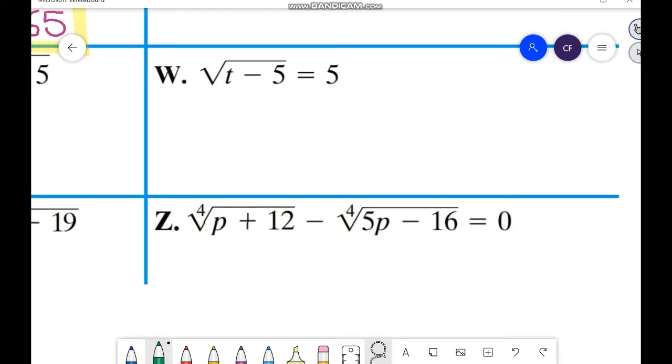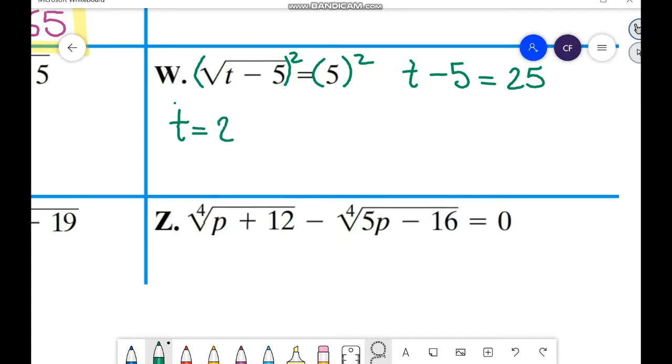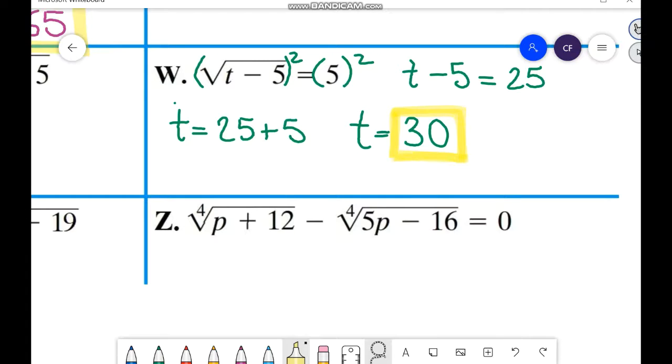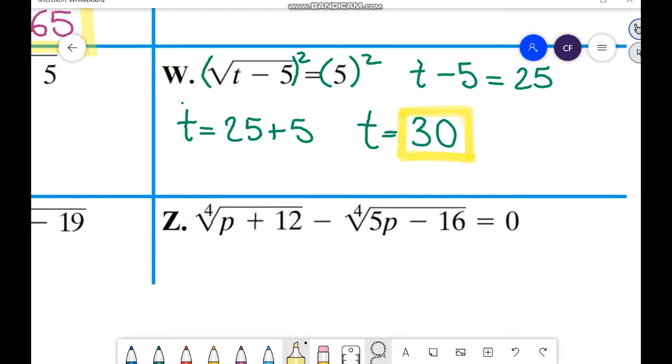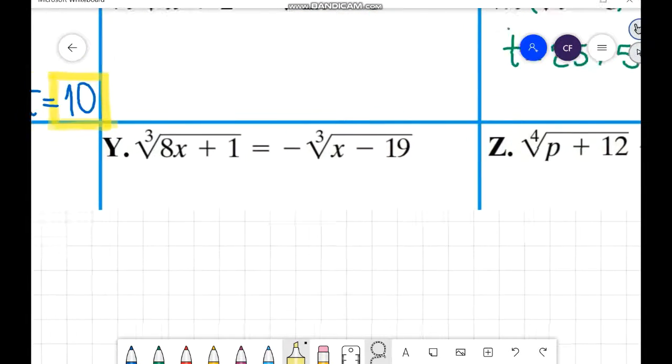This is good because the radical is already isolated. So just apply the square, and then you have t minus 5 equals 5 squared, which is 25. t equals 25 plus 5, t equals 30. So this is the answer. You just need to type the number. I'm trying to make it easier. Just type the number.